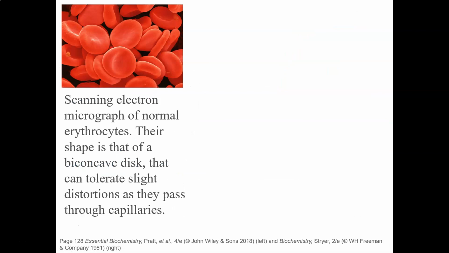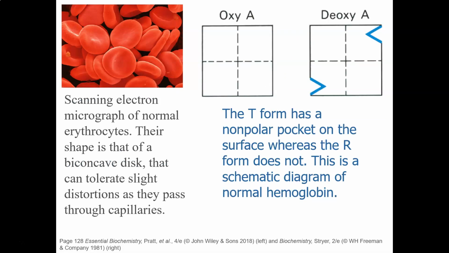So I wanted to talk about sickle cell hemoglobin. You might have heard about this in your Gen Bio classes, but now we have some more structural information for us to understand it on a deeper level, I think. So red blood cells have these nice concave discs. They can squeeze through capillaries. They can tolerate slight distortions as they pass through capillaries.